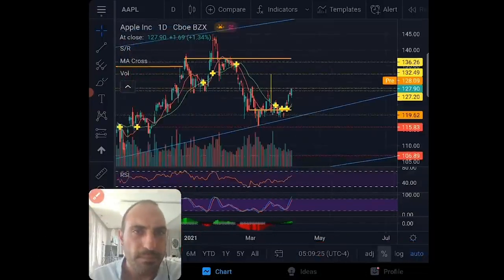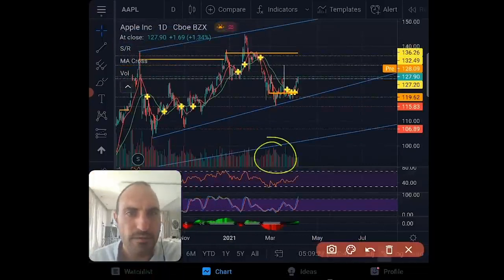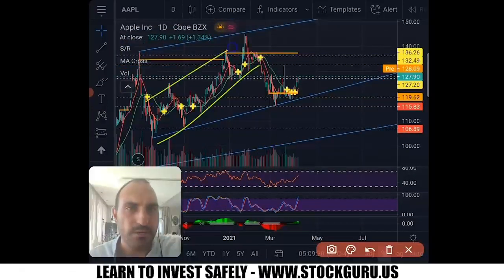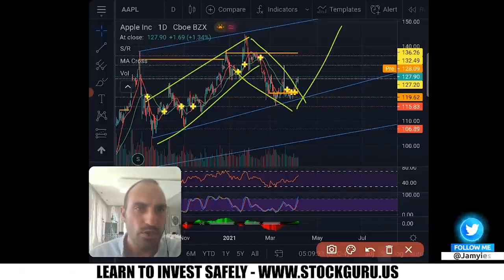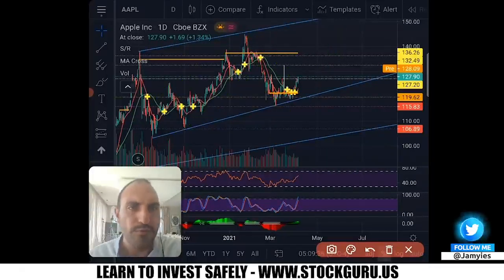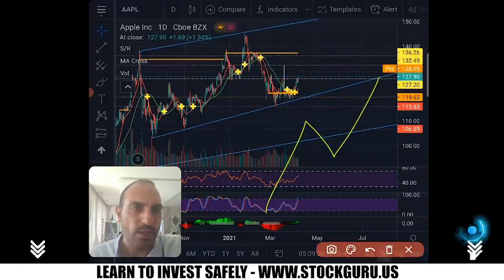Am I seeing any major pattern? It does look like it's kind of a bull flag here. We've got this kind of channel and we've got this flag that's building here. It's usually a bullish pattern that we see here. Bull flags look like this, and then you have a big movement up. So that's a bull flag. And that's kind of what's happening for Apple.